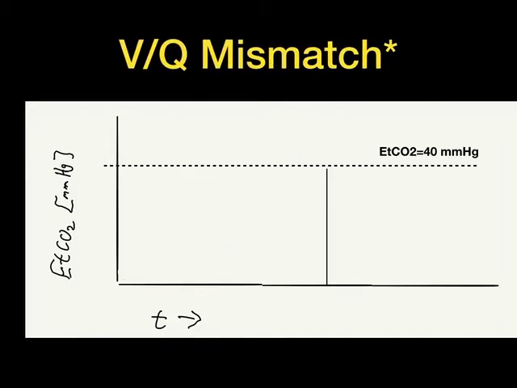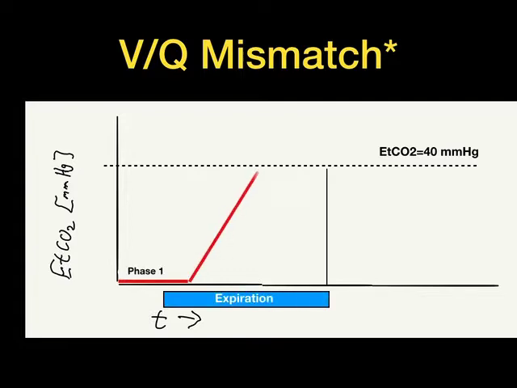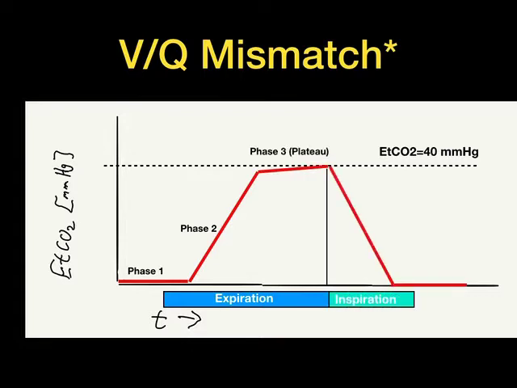How about what happens in a VQ mismatch? Well, again, we have our end tidal CO2 of 40 millimeters at our max. And we're going to have expiration. And then we're going to have phase 1, the rapid rise, reaching our plateau, and then inspiring again.